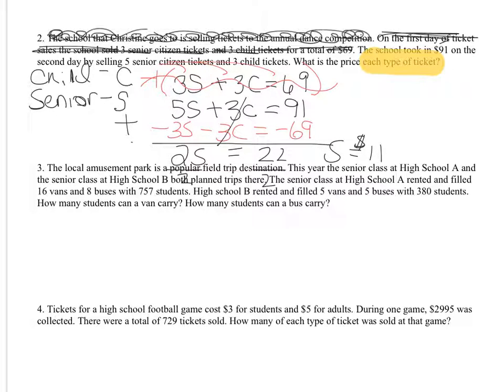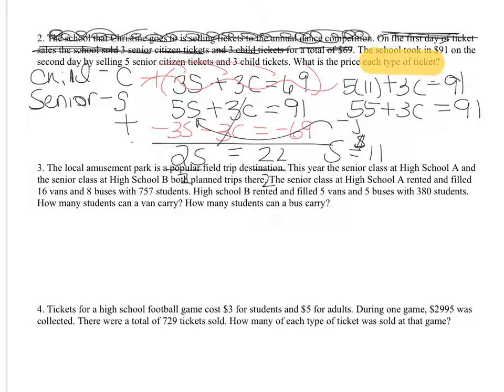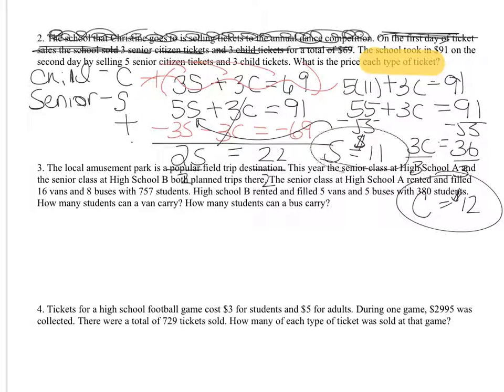So how do I find my child ticket? Well, I'm going to take it and plug it in. So 5 times 11 plus 3C equals 91. So I have 55 plus 3C equals 91. I'm going to subtract 55 on both sides. So 91 minus 55, I get 36. I'm going to divide by 3. So my child tickets are $12. Ending in words, I don't have room on my screen, but if I were to end in words, I would say my child tickets cost $12 and my senior citizen tickets cost $11.